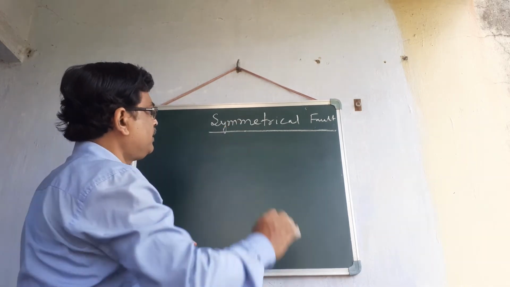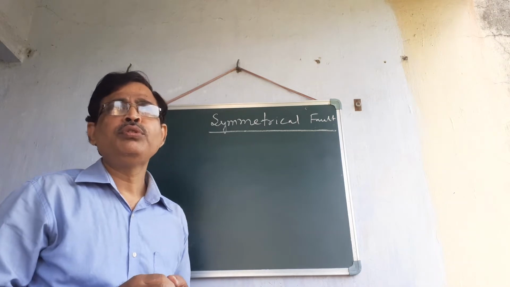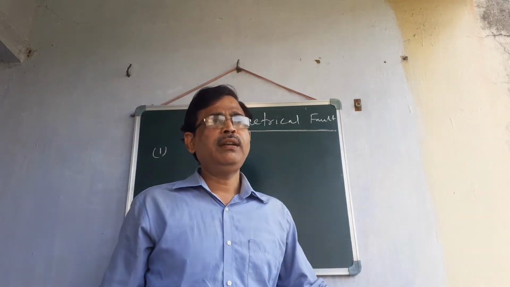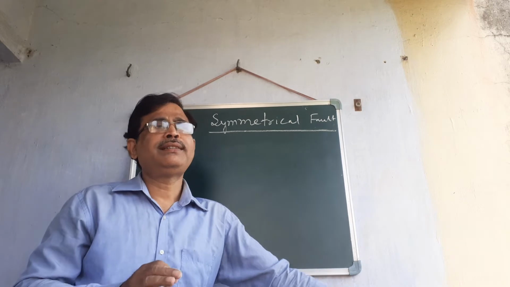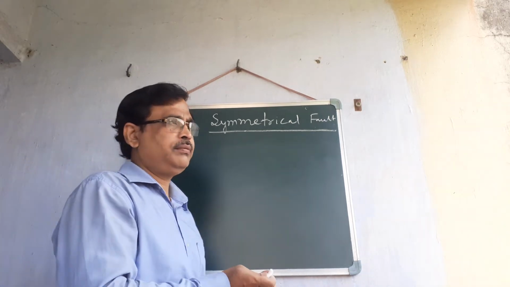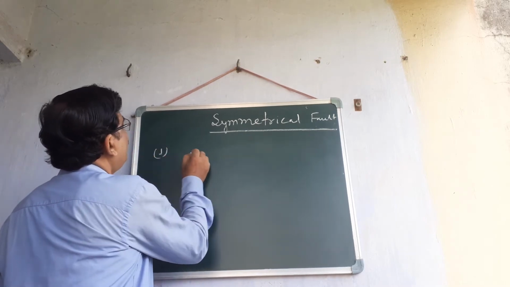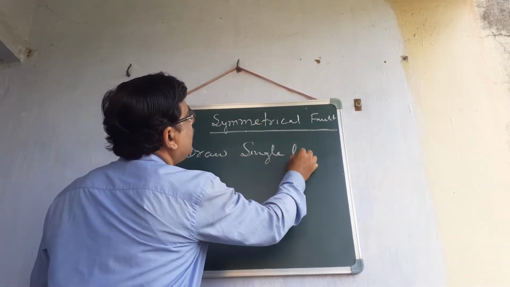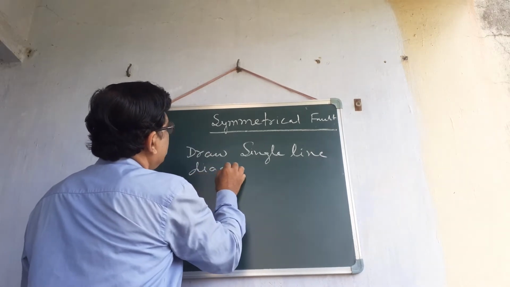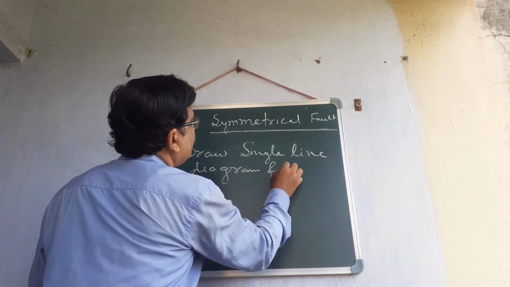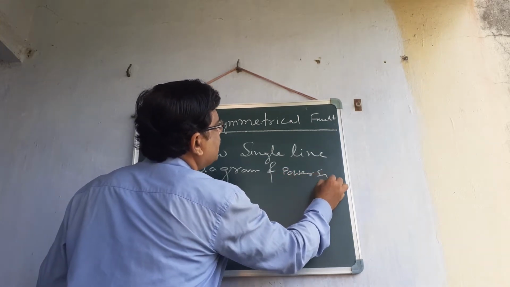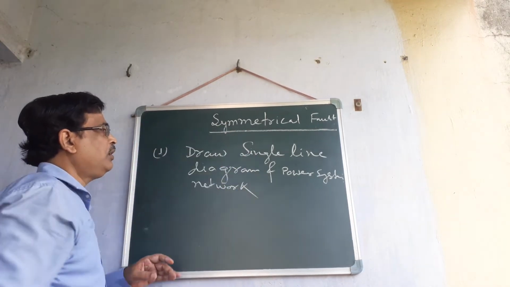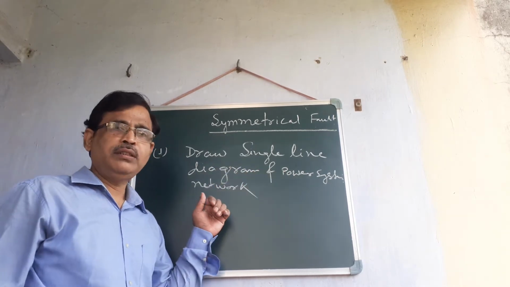To solve the symmetrical fault, we have to follow some process. First, number one, whatever the problem is, we have to create the single line diagram of the whole power system network. That means first draw the single line diagram of the power system network. This is your first job.